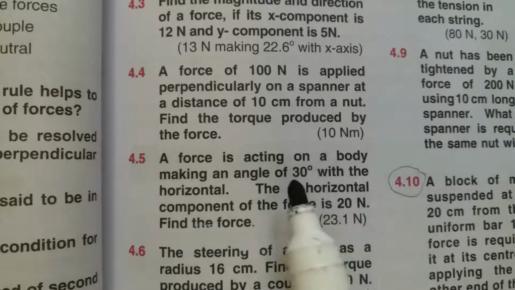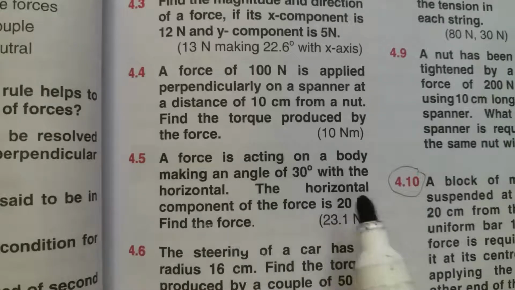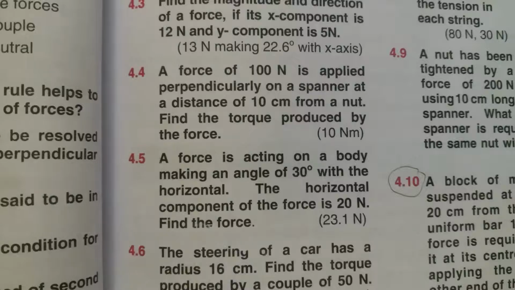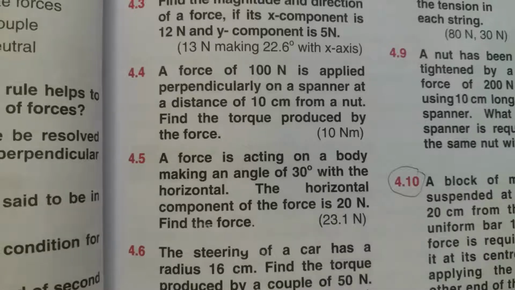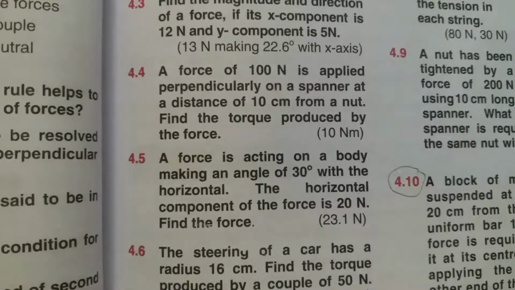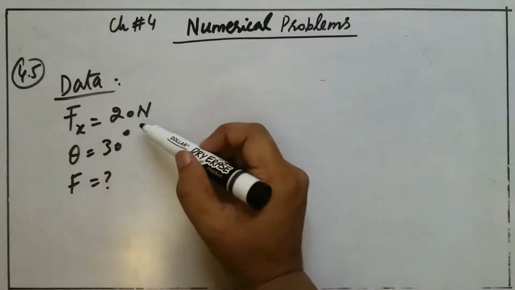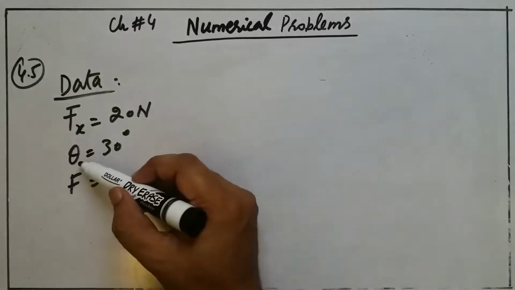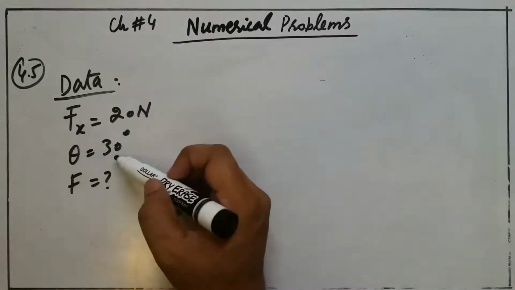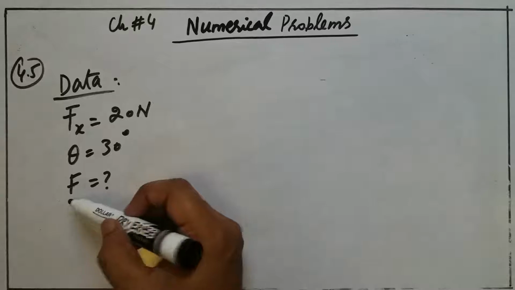A force is acting on the body making an angle of 30 degrees with the horizontal. It says the horizontal component of the force, which is Fx, is 20 Newton. We have to find out the force. So here is the data. The x component, being the horizontal component, is 20 Newton and the force is making an angle of 30 degrees with the x-axis. So we have to find out the force.